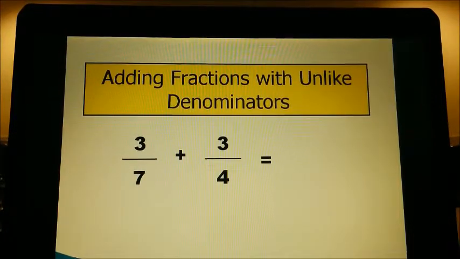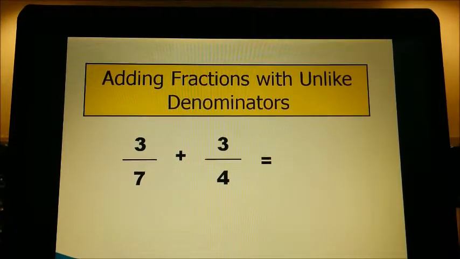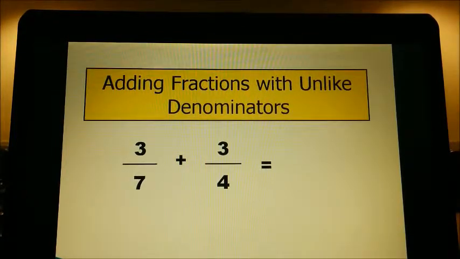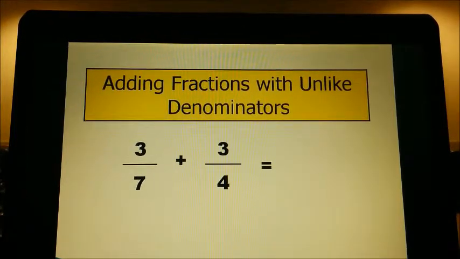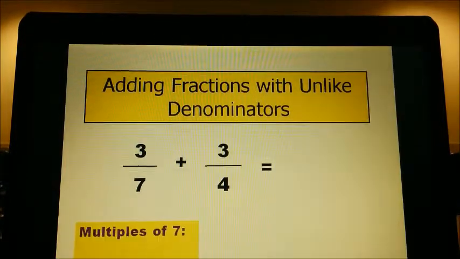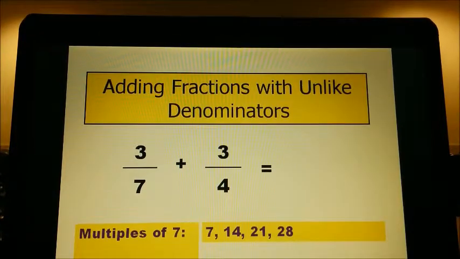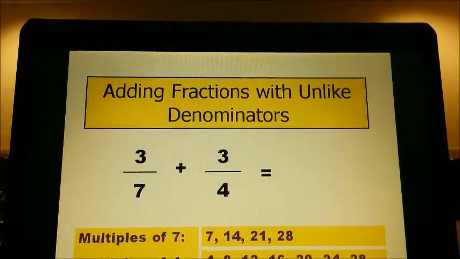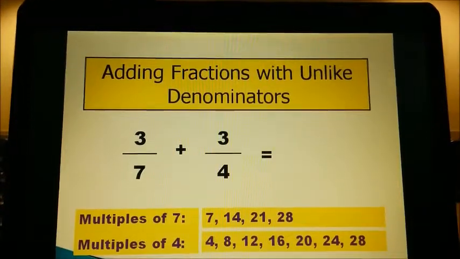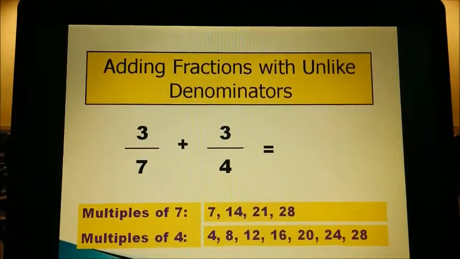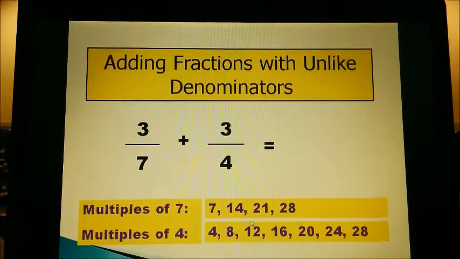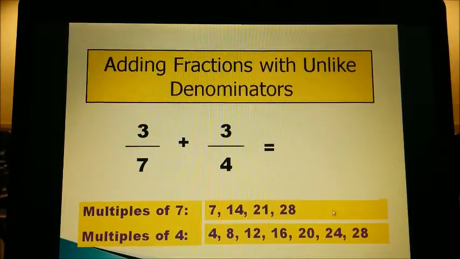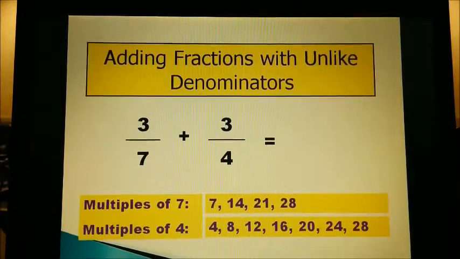We cannot, like with the like denominators, just go ahead and add the numerators and keep the denominator the same. We gotta find the least common multiple of the denominators. The multiples of 7 are 7, 14, 21, and 28. The multiples of 4 are 4, 8, 12, 16, 20, 24 and 28. The least common one in both, as we can see over here, is going to be 28. So 28 is the least common multiple.